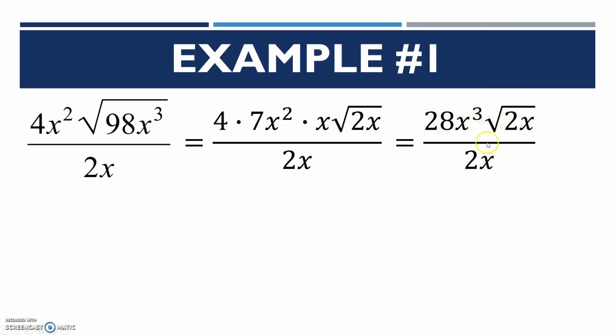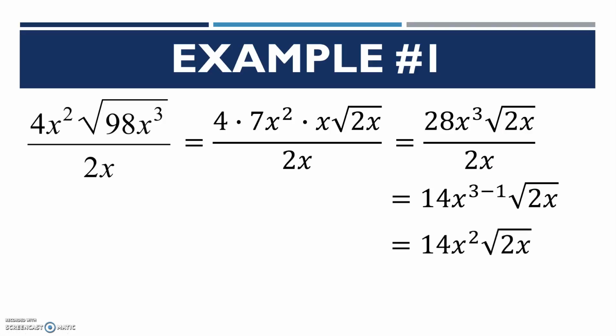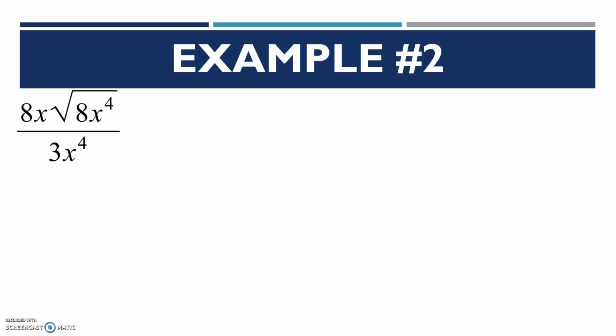I'm focusing only on this. So divide the coefficients. 28 divided by 2 is 14, and I'm going to do x to the third minus 1, and that's what I have going on right here. See how I didn't do anything with the radical? Well, 3 minus 1 is 2, so I end up with 14 x to the second square root 2x. I have no negative exponents, so I know I'm finished with this problem. Let's move on to number 2.